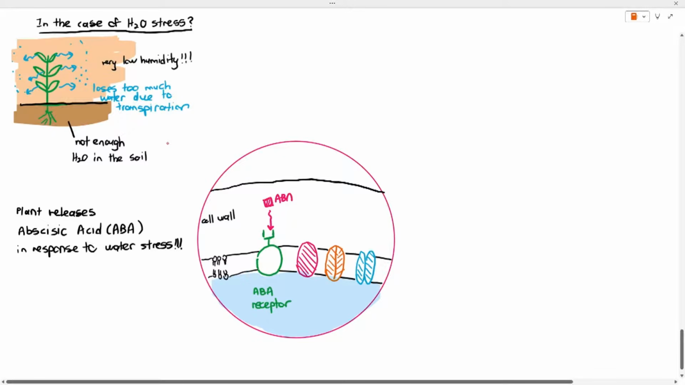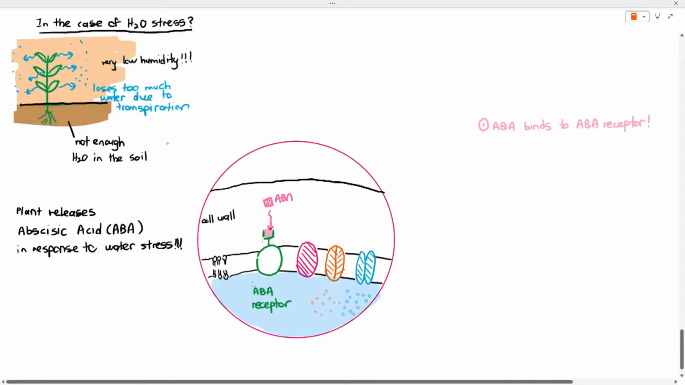ABA is just a plant hormone that has many functions, but for the purpose of homeostasis, it is just the hormone that is released when the plant is subjected to water stress. That means the plant is losing too much water. And if it's losing too much water, what does it have to do? It has to reduce that. And how does it reduce that? It has to reduce it by closing the stoma as soon as possible.